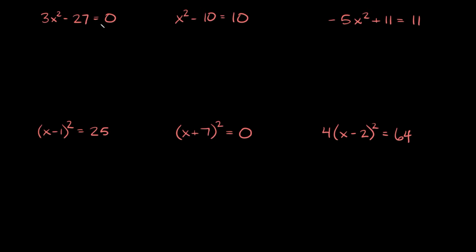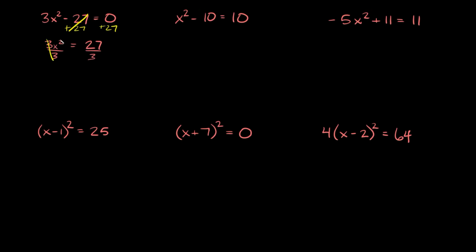We have 3x squared minus 27 is equal to 0. Right, so we're just trying to solve for x. So the first thing we're going to do is get rid of this minus 27 by adding 27 to both sides. These cancel out. So then we're just left with 3x squared is equal to 0 plus 27, which is just 27. Okay, the next thing we can do is get rid of this 3 by dividing both sides by 3.